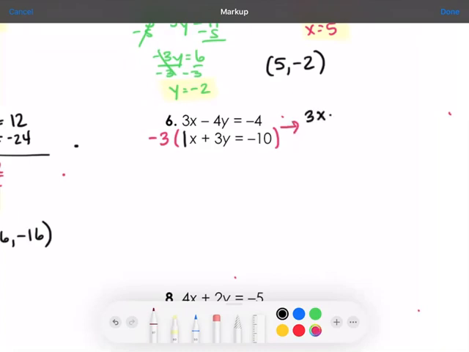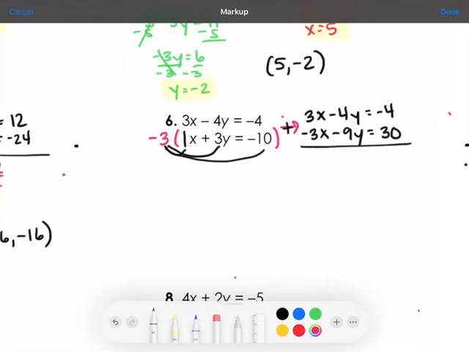The top will stay exactly the same: 3x minus 4y equals negative 4. And here we have negative 3 times 1, which is negative 3x. Negative 3 times 3y is negative 9y. And negative 3 times negative 10 is a positive 30. I'm going to add these together. 3x minus 3x cancels. Negative 4y minus 9y will give me negative 13y.